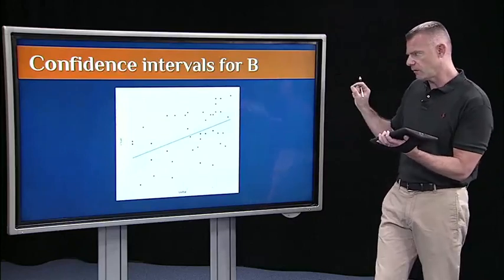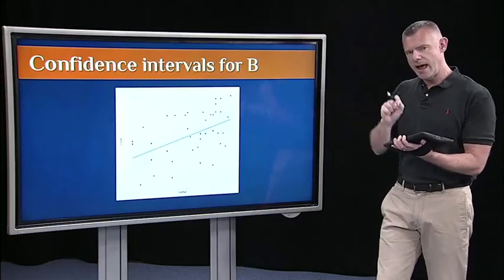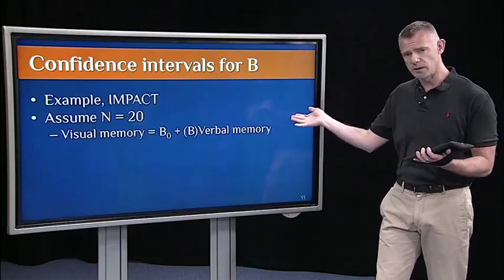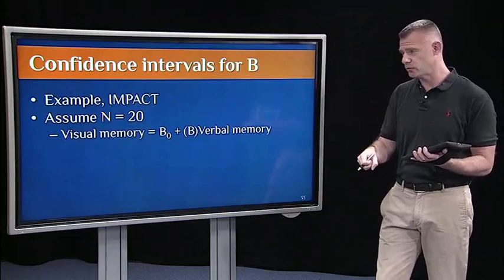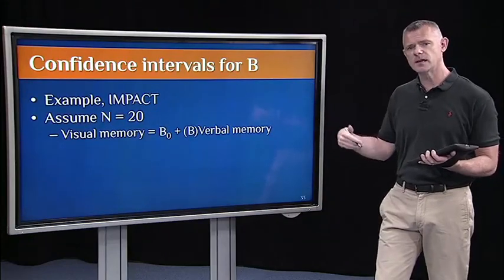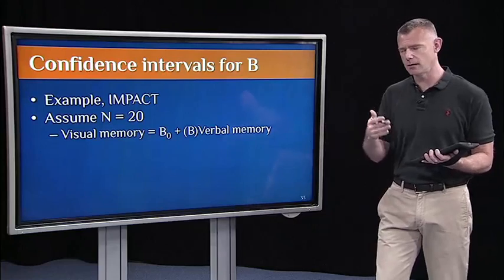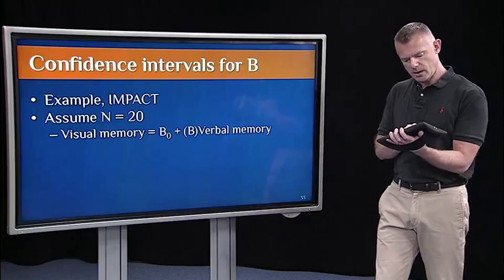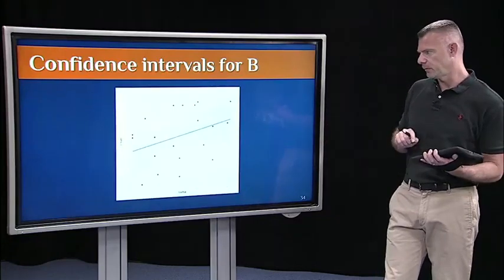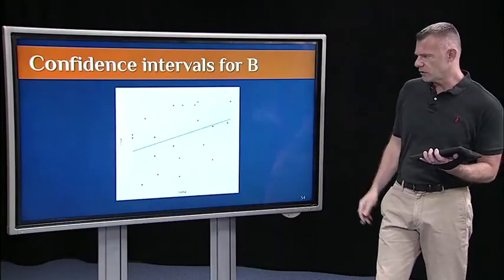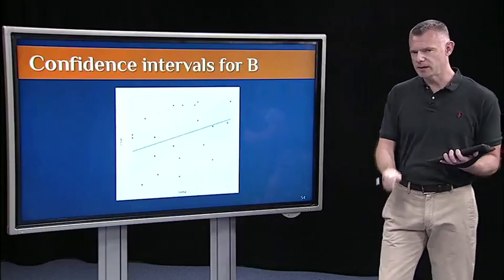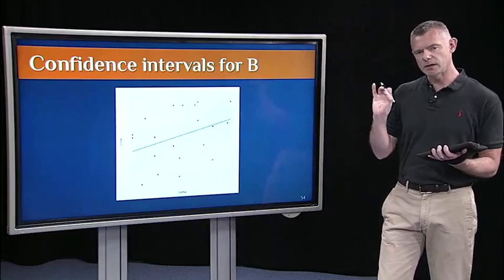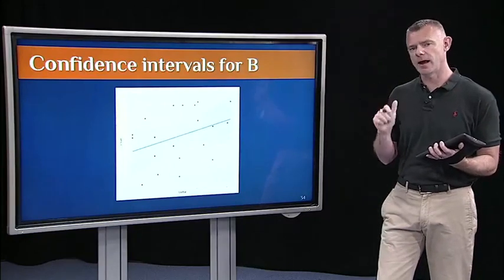But let's look at the interval and the width of this shaded region as we decrease sample size. So now again, I used the impact data, but now I just got a random sample of 20, same exact variables, same exact regression, so it's still LM, visual memory, tilde, verbal memory. And now look what it looks like. We have a regression line that's similar to the last example because that's my point estimate, but the shaded region around it is much larger because the standard error went up.